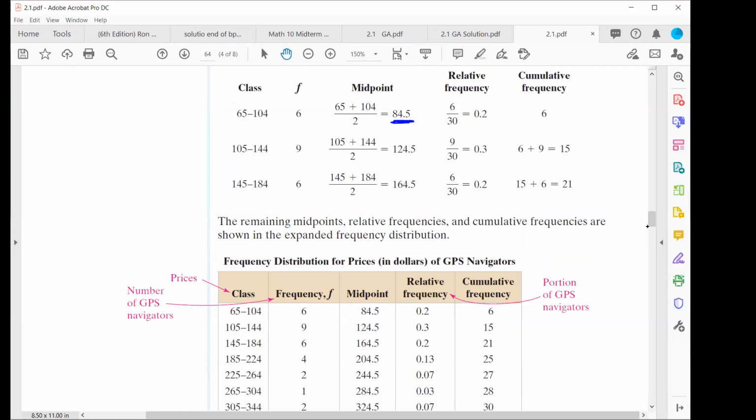Then to find relative frequency, you take the frequency of the first class, 6, and you divide it by the total frequencies or sample size. You know that you have 30 numbers in your collection. 6 divided by 30 is 0.2, or 20%.